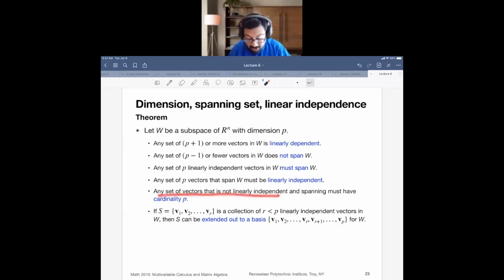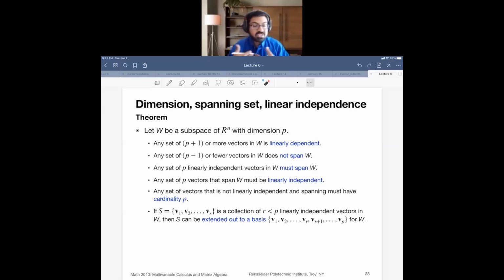Any set of vectors that is linearly independent and spanning must have cardinality P. So this is essentially saying that if you have independence, then you must span the entire space, and you will need P vectors for doing this, and P will be your dimension, the number of vectors in the basis.